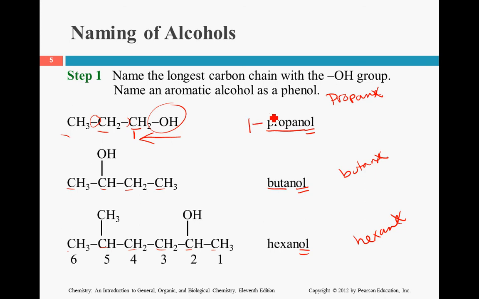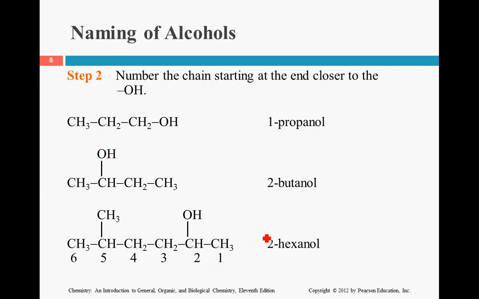So 1 propanol. The next one we're going to start counting from the left because the OH group is closest to that side. That is on the second carbon, so 2 butanol. And on the third one we're going to start counting from the right because it's closest to the OH group, which is on the second carbon. And that's how we get those.